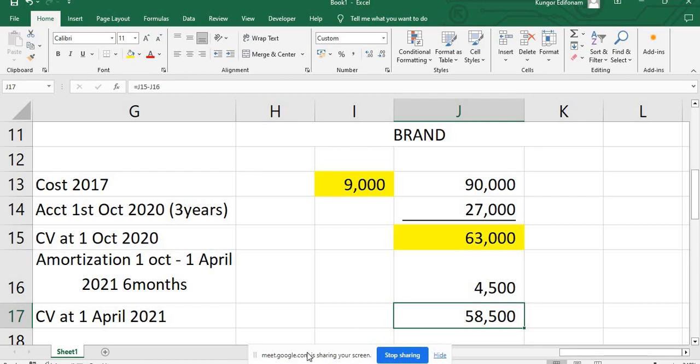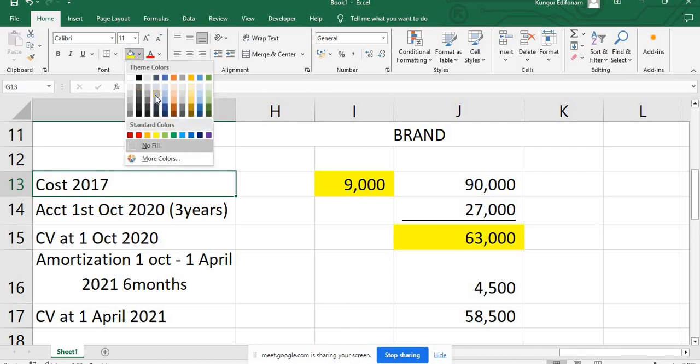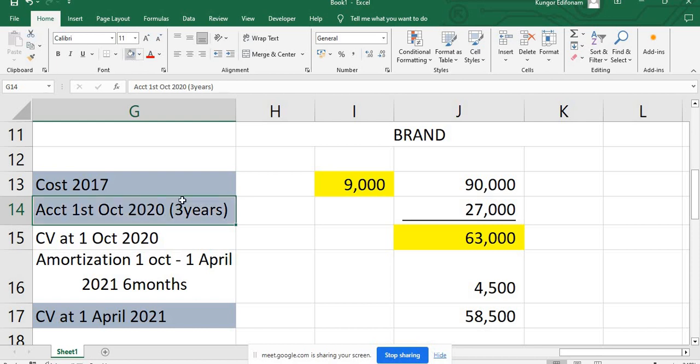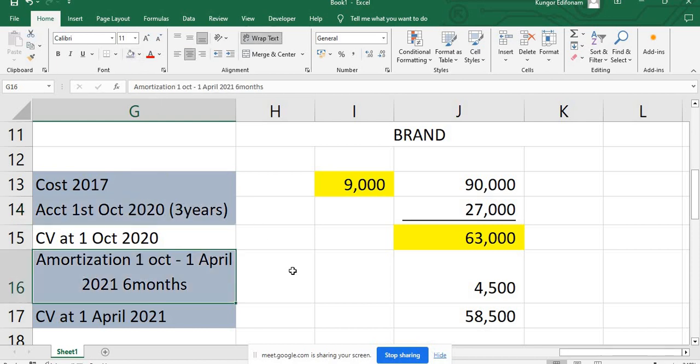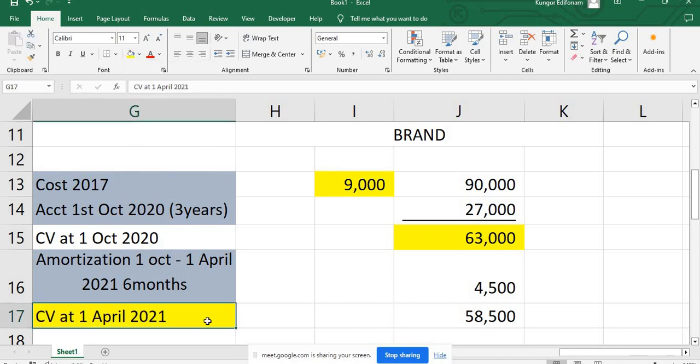Okay, all right. So now, the standard says that the moment you test for impairment, you should know the current value of the asset as at that date. Having that in mind, we had a brand from 2017, 1st October, and from 2017 to 1st April 2021 is 3 years, 6 months. So you see we have 3 years here, and then we have 6 months here. The date you tested for impairment is 1st April 2021, so we are looking for the current value as at 1st April 2021.